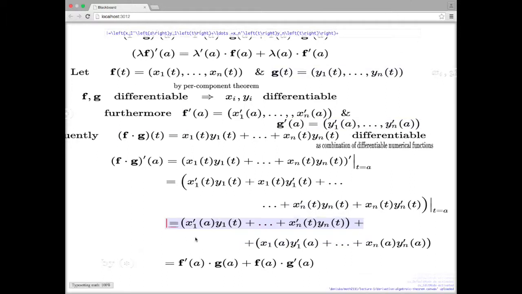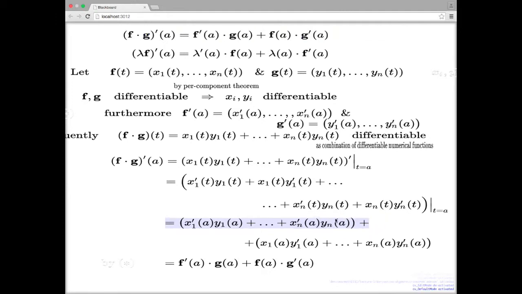Well, that's a good observation. And here it's a typo. I mean, that's a typo, of course. It's supposed to be A. This one's supposed to be A. Thank you very much. So here we differentiated. That's why we kept the T.